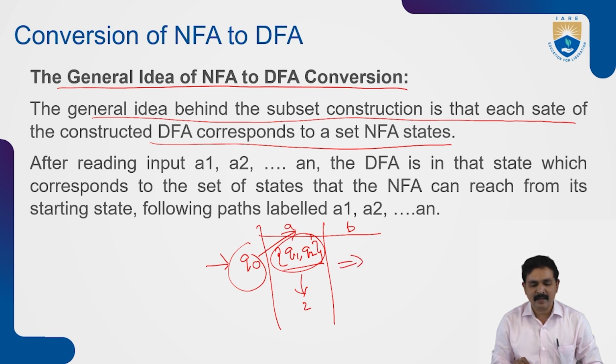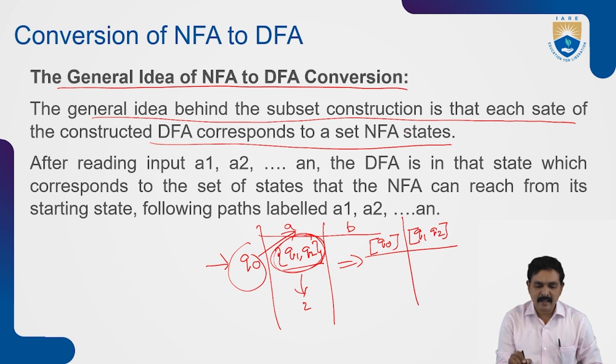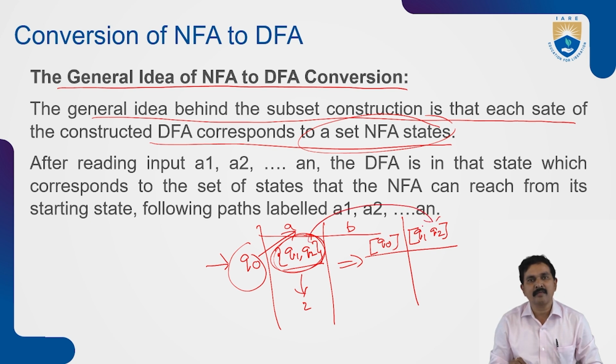To find the equivalent DFA, we can make use of this subset construction. The subset is Q1 and Q2. But first we define Q naught. In the DFA, a particular state can be represented by a square symbol, and you must define the corresponding state as a single state. The name is Q1 Q2. So from the set of states of the NFA, we get the corresponding state of the DFA, Q1 comma Q2.